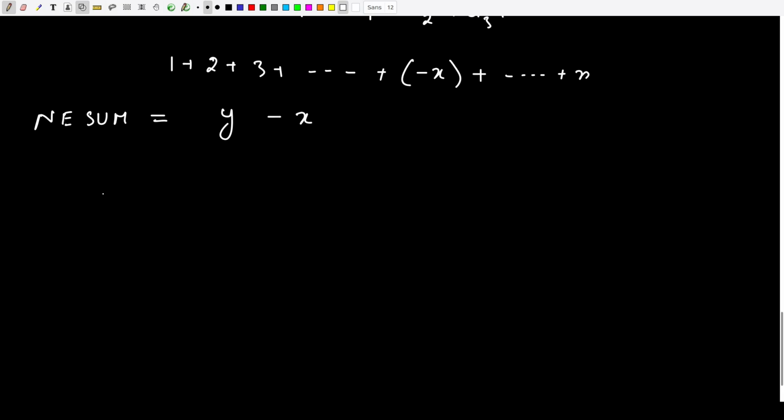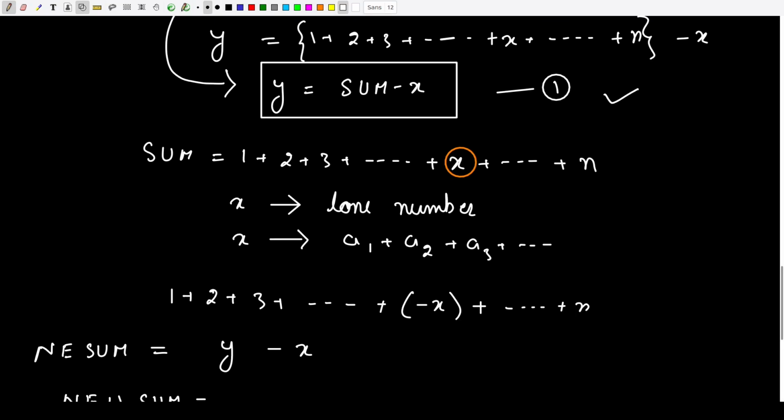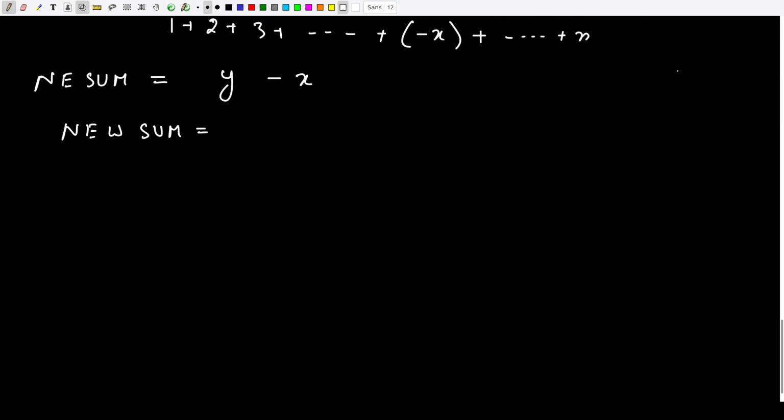So this will be my new sum, and let us represent the new sum in the form of the old sum. From our equation 1, y is equal to sum minus x. So let us plug that value. So y is equal to sum minus x, and then minus x. So the new sum will be equal to sum minus 2x, right?